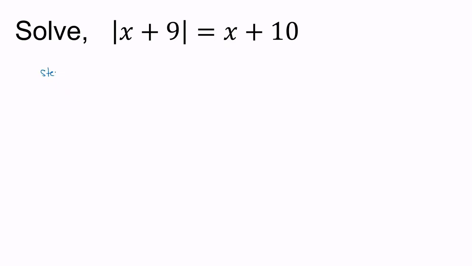In step 1, we perform the positive solution, which is x plus 9 equal to x plus 10. We attempt to find the critical solution for this. We get x minus x plus 9 equal to 10. We cancel the x minus x, we get 0, so 9 equal to 10. Since there is no tally, we can conclude that this has no solution.